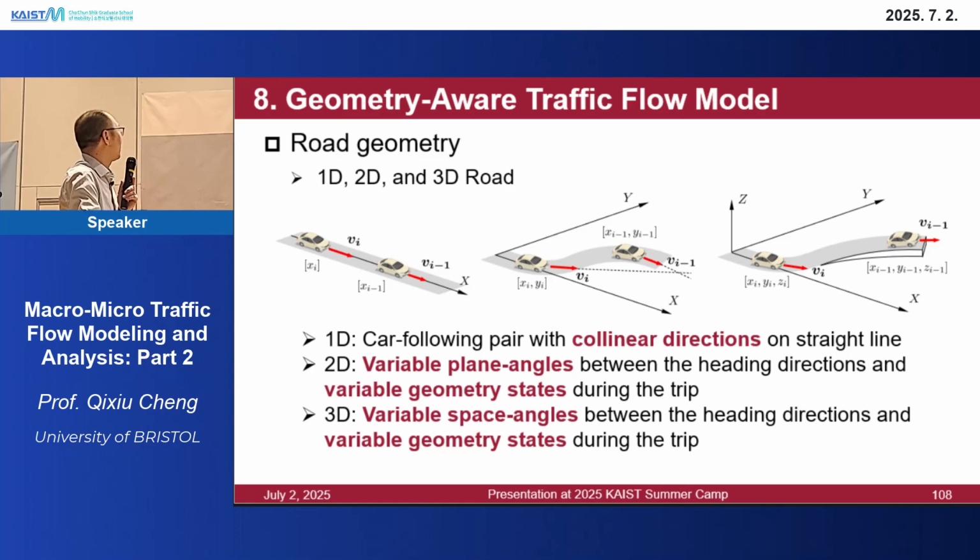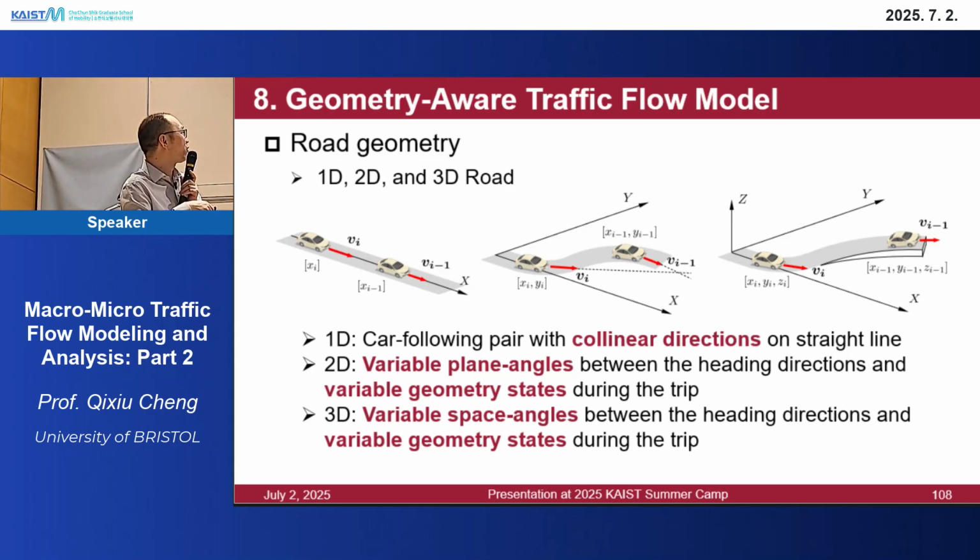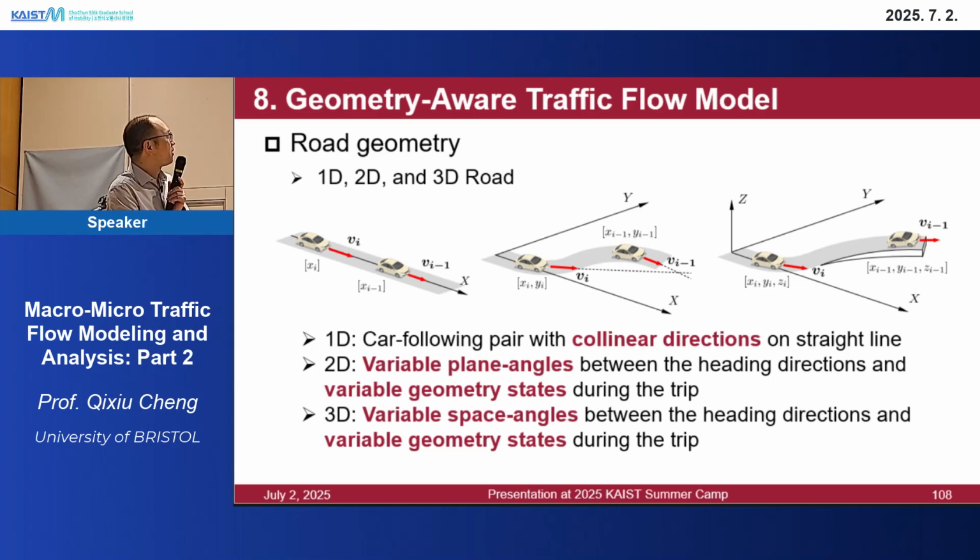Okay, I will be quick. 1D, 2D, 3D, and in our study, we can only handle 2D scenarios, which means the roads are curved but without height. In 3D, we have variable space angles, but in 2D, we only have plane angles. In our study, I can only handle 2D, and the student graduated, so I didn't continue the study.